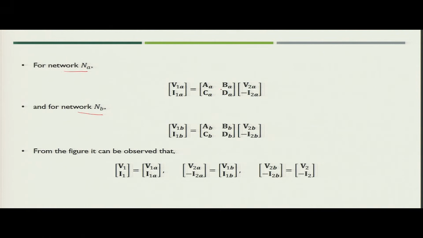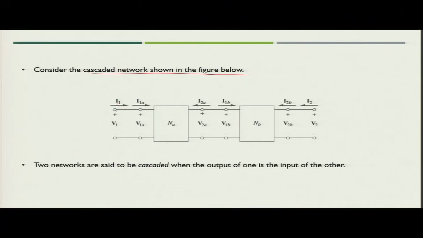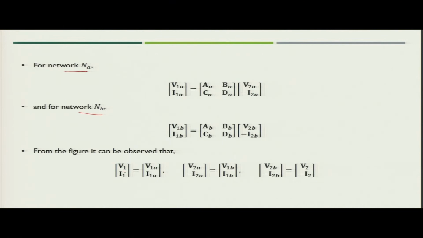Now, from the figure what can we observe? We can say that V1, I1 is nothing but V1A and I1A, because V1, I1, that is the input vector for the overall network, will be such that V1 will be equal to V1A and I1 equal to I1A. So, what we can write? V1, I1 is nothing but V1A, I1A.